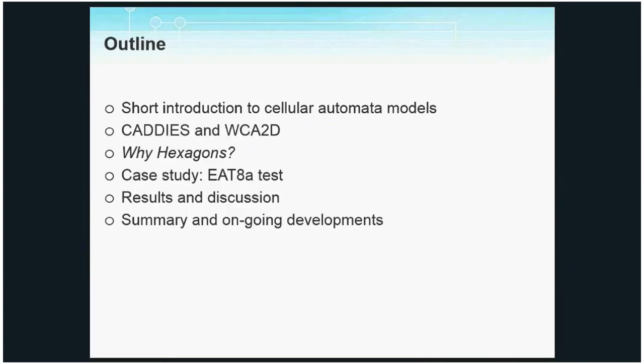So let's go briefly through the outline of this presentation. I will give a short introduction to cellular automata models, then move into the CADDIES and WCA2D flood model, then discuss a little bit why hexagons, what are the advantages and disadvantages compared to squares, present a case study, some results and discussion, and then a summary of the findings, and also point to other ongoing developments.